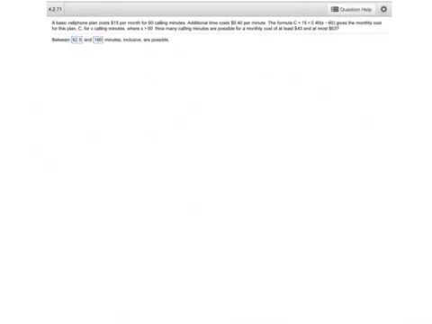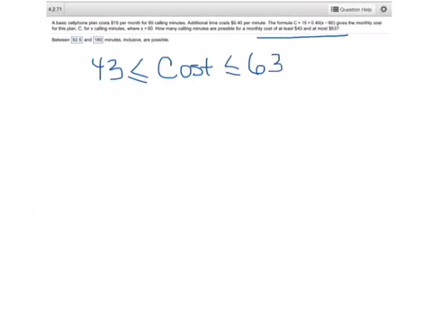So we are told that the cost is at least $43 and at most $63. So I'm going to set up a compound inequality where cost is at least, so bigger than or equal to $43, and at most, so less than or equal to $63. And then the second thing I'm going to do is in the place of cost, I'm going to put what the cost formula is right here. So we have the compound inequality.